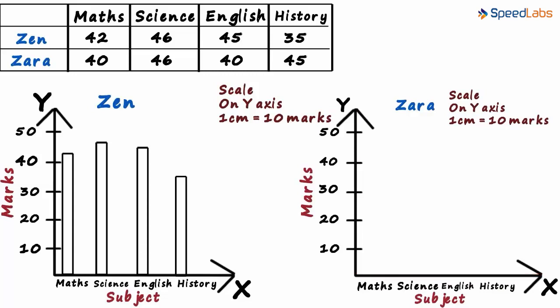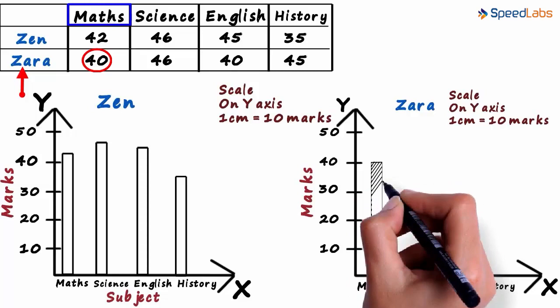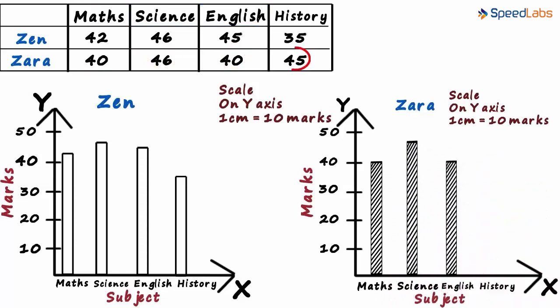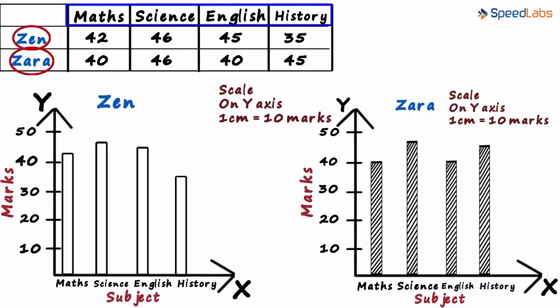Let us use different styles of bars this time. Let's draw shaded bars. Zara has scored 40 marks in mathematics. We draw a bar up to the height of 40. She has scored a 46 in Science, 40 in English and 45 in History. We are done. Now we have the bar graphs to represent the performance of Zen and Zara in 4 subjects.